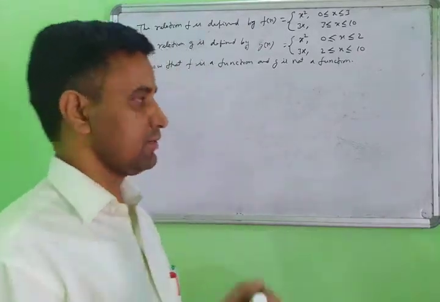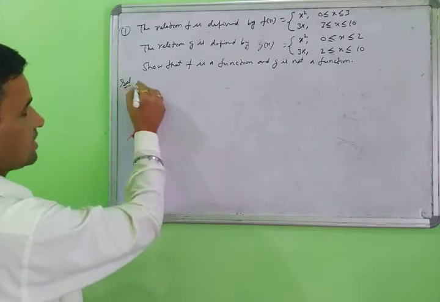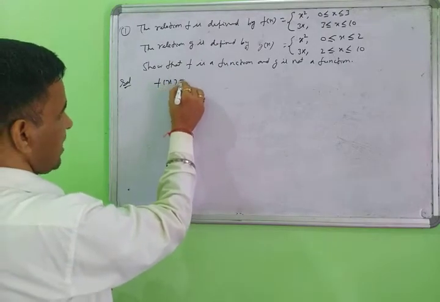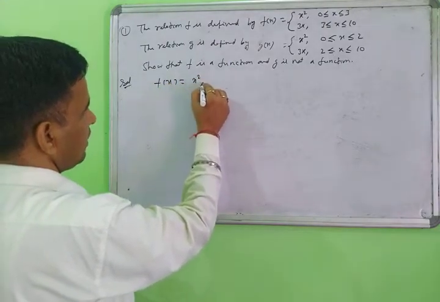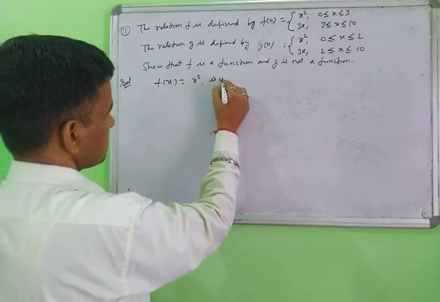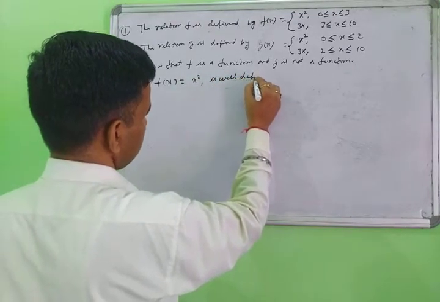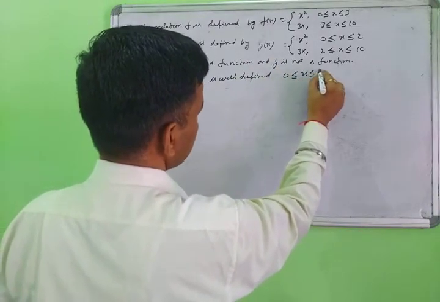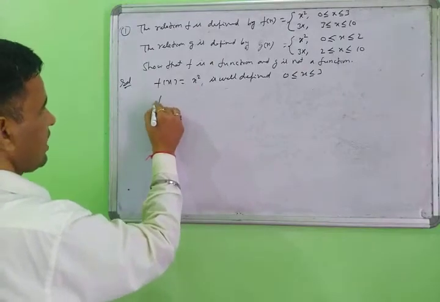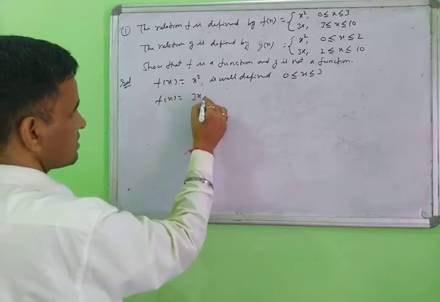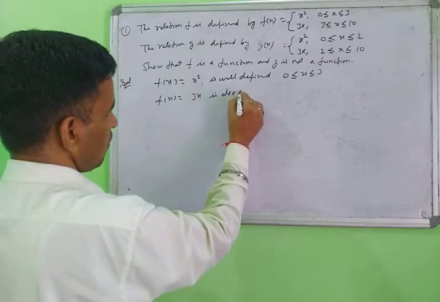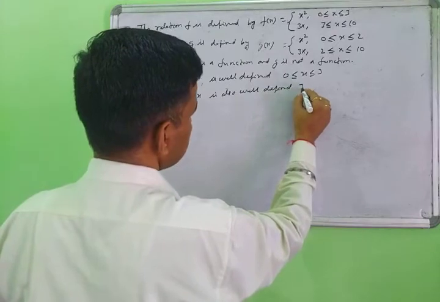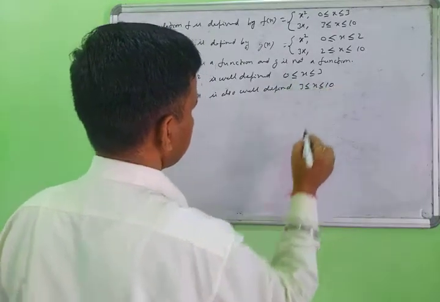So just look here. It's a very simple question, but a different type of question. First, I am taking f(x). What is f(x) here? x square is well defined for x less than or equal to 3. Second, f(x) equal to 3x is also well defined in its limit, 3 less than x less than 10.